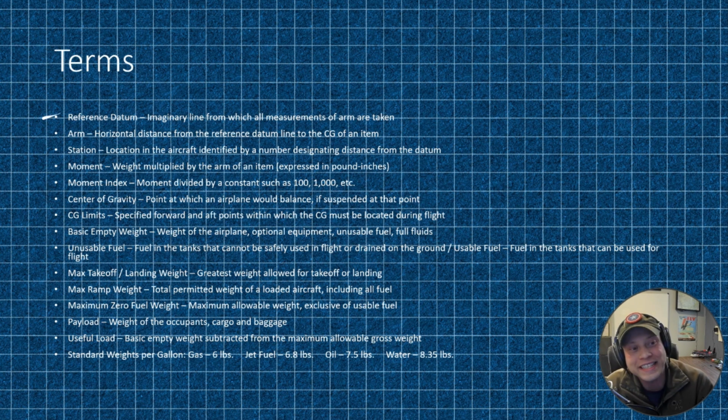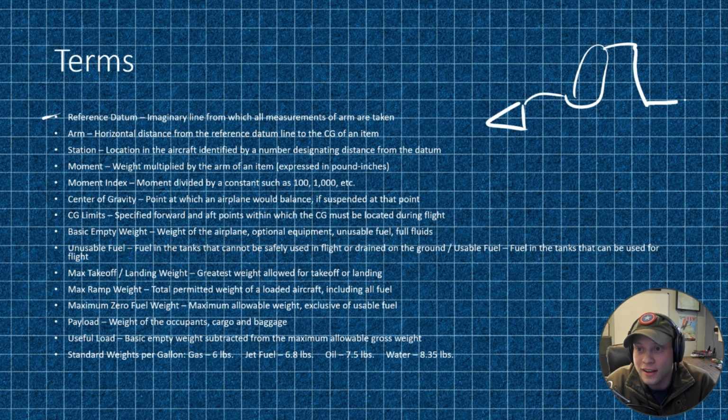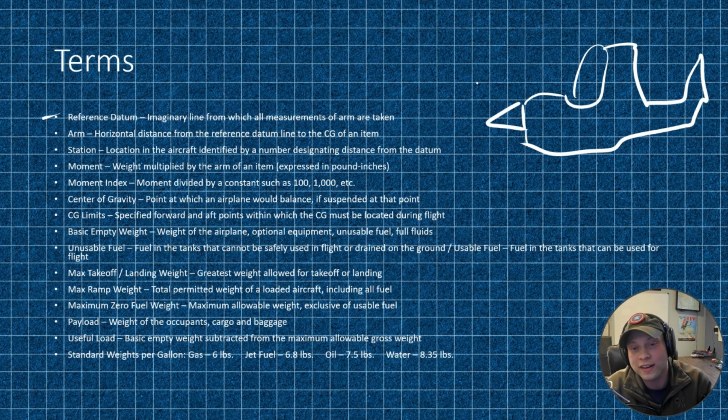First of all, the reference datum is the imaginary line from which all measurements of the arm are taken. So if we have an aircraft here, look at my beautiful airplane. Some airplanes will measure from the nose cone, from the tip of the nose cone to a position, let's say the seat, and they'll say, all right, this arm or this distance from this reference point is 75 inches or whatever. Some aircraft will use the firewall or some other reference line. That's what that refers to.